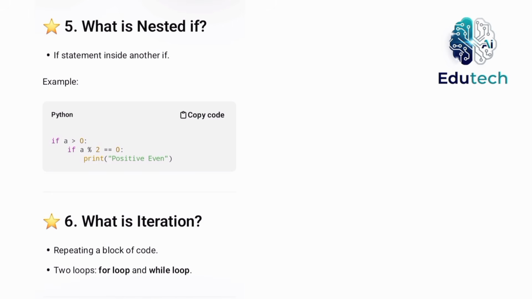What is iteration? Repeating a block of code. Two loops: for loop and while loop.